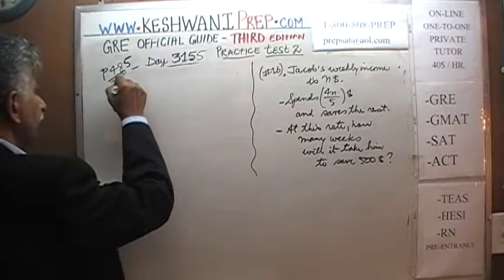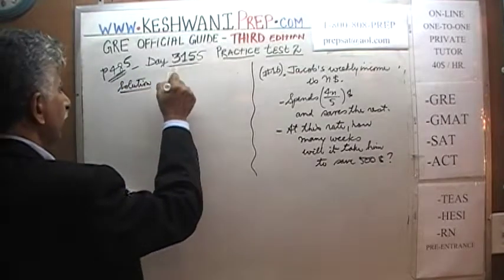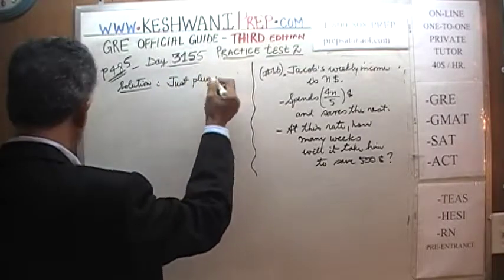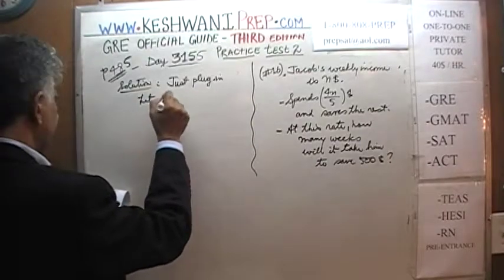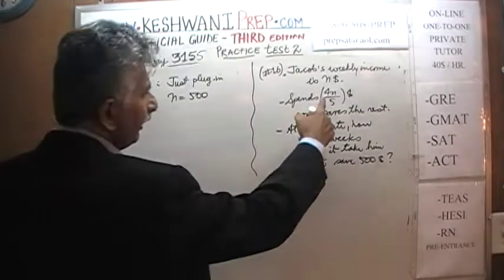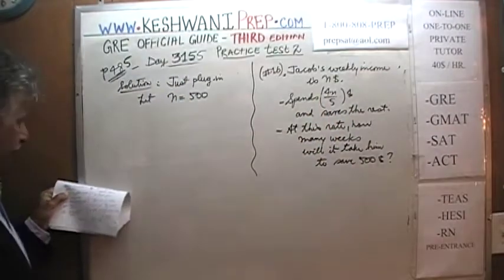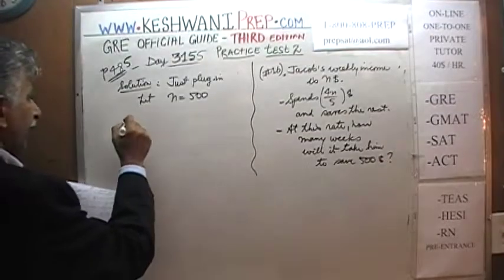So here's the solution. Just plug in anything you like. Let n equal 500, let's say. Because 500 is 4 times n over 5. 500 will divide nicely with 5. You understand?